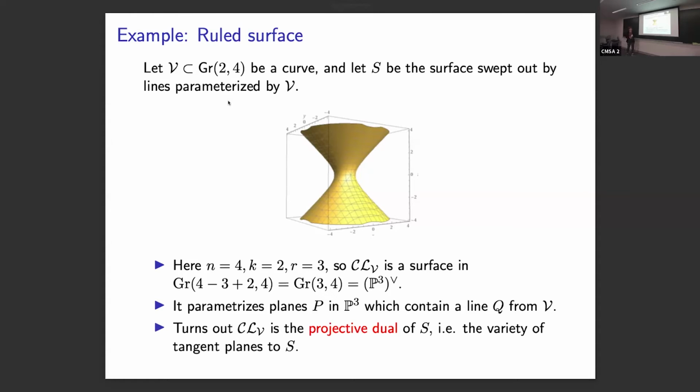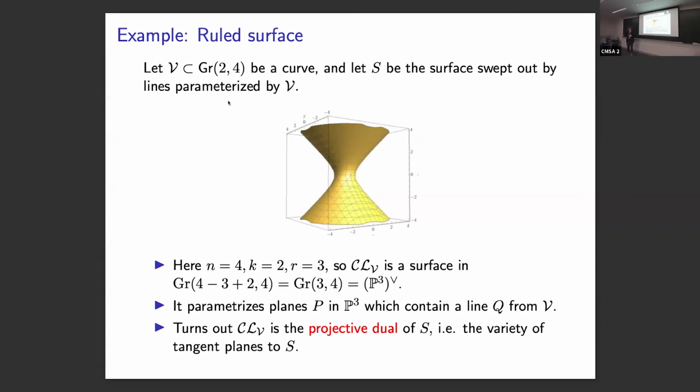Turns out with a little work, you can show that this is actually the projective dual of the surface, so the variety of the tangent planes of S. And the way you argue this is you say, okay, if it's tangent, it contains a line. So one is in the other, and then you use a fact about the loci, which is that they are irreducible varieties. So there's a nice algebraic geometry interpretation of this kind of thing.